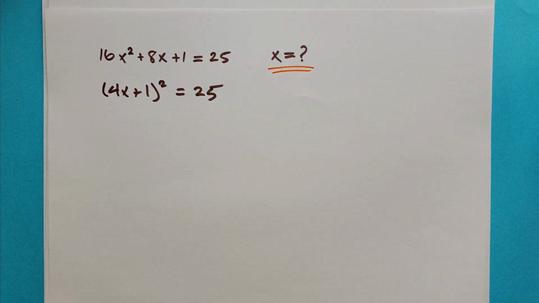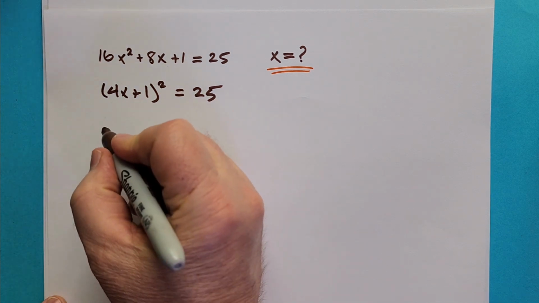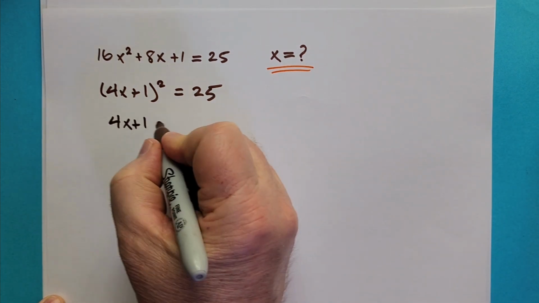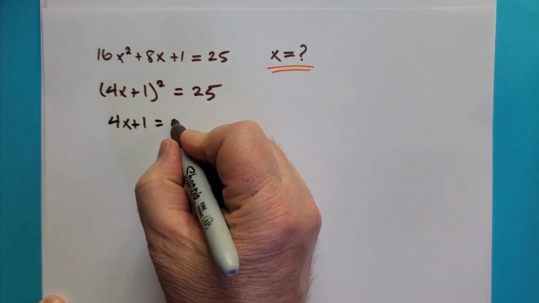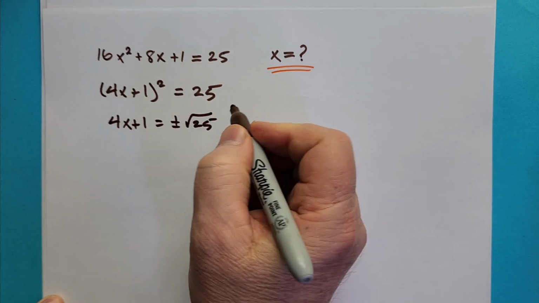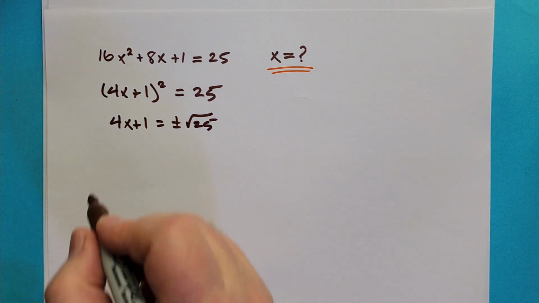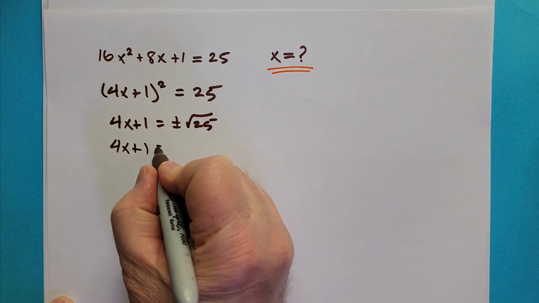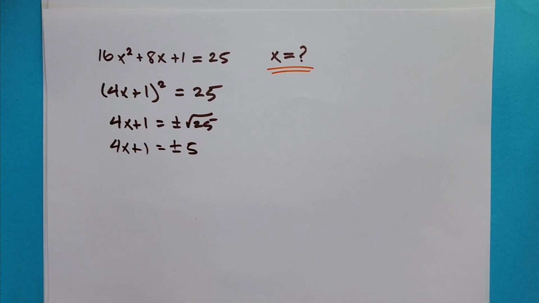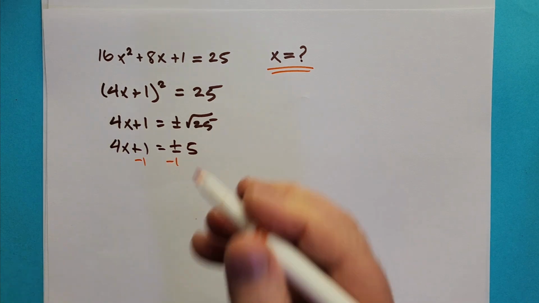And now we're ready to extract roots because we have something squared equals a constant. So the 4x plus 1 equals plus or minus the square root of 25. And it looks like we're going to get nice rational roots here because the 25 is a perfect square. So therefore, 4x plus 1 equals plus or minus 5. At this point, we have no choice but to keep that plus or minus in our work until we isolate the two different roots. So we're going to go ahead and solve for x by subtracting 1 on both sides.